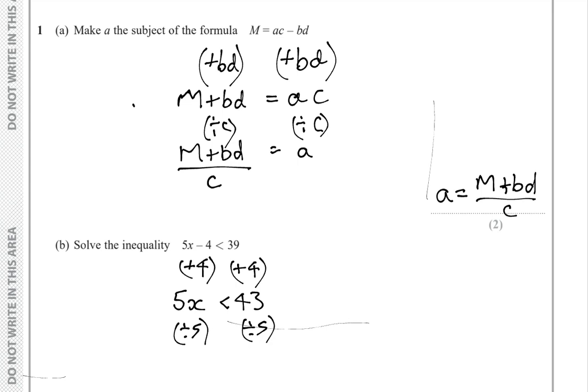So divided by 5 we get x is less than 43 over 5. And we can leave it like that, or we can work out that 43 over 5 is 8 and 3/5, or 8.6. And then we write on our answer line, and you must write x is less than 8 and 3/5. If you just write 8 and 3/5, you only get one of the 2 marks.